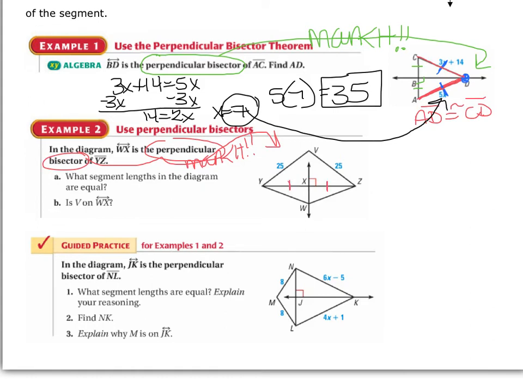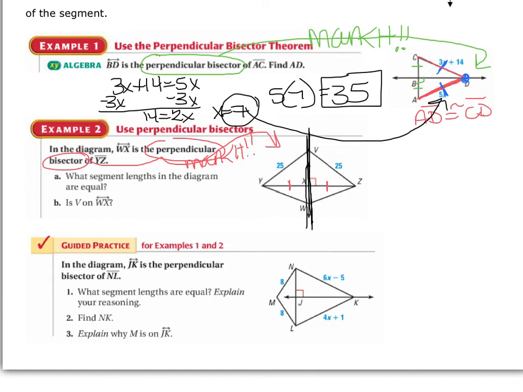So basically what this diagram is trying to get you to visualize is that if XW is the perpendicular bisector, then this line is going to keep extending in the exact direction that it's going because of that 90-degree angle. And when that happens, this line then keeps continuing right through that point. So now they're asking, what segment lengths in the diagram are equal?